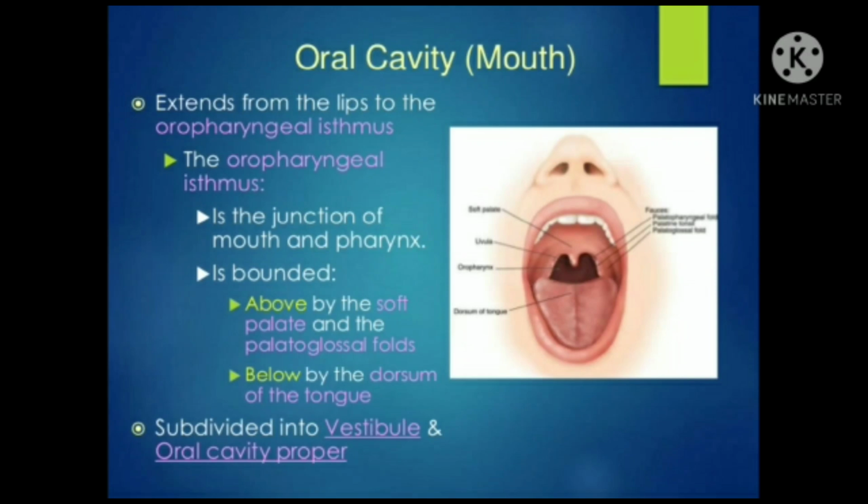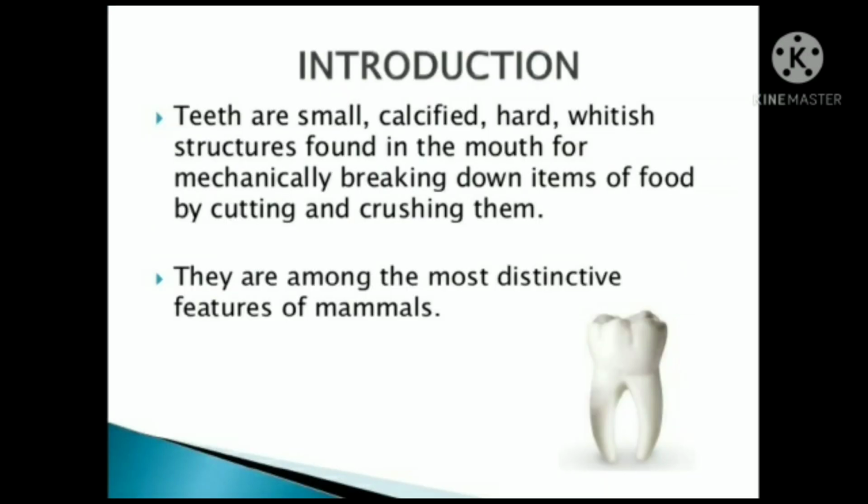It is surrounded by two movable soft organs called lips. The buccal cavity is bounded on the upper side by the palate, on the lower side by the floor, and laterally by walls formed by the jaws. It also bears the tongue and teeth. Teeth are small calcified, hard, whitish structures found in the mouth for mechanically breaking down food by cutting and crushing. They are among the most distinct features of mammals. These are present in both jaws of man, embedded in the sockets of the jaw bones. In man there are 32 teeth of 4 types.